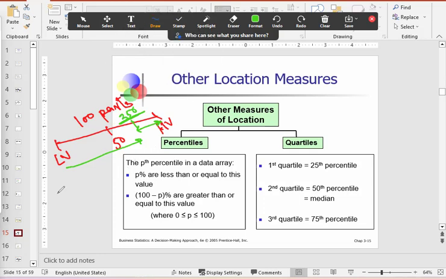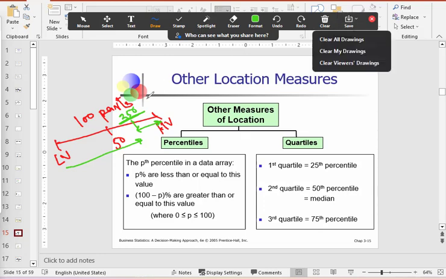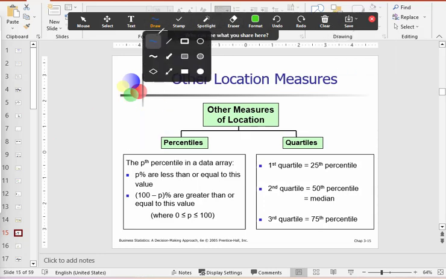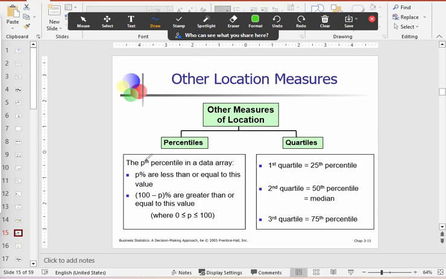So we will do examples here. Let's start. The advantage of this is it will convert the data into positions and then it will tell you the relative position of each number. So the pth percentile in a data array will divide the data into p, and if you want to find some other particular position, that p will be the position.